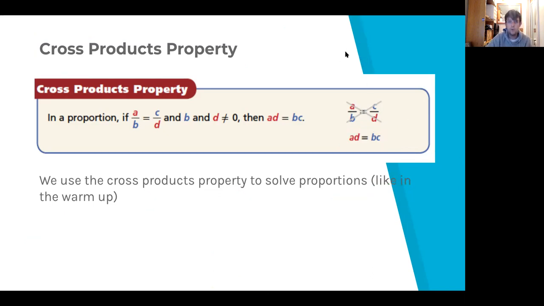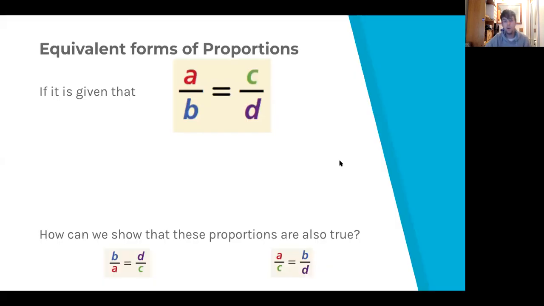Okay, let's go ahead and move forward here. We're going to talk a little bit more about this cross products property. Anytime you write a proportion, two equal ratios like this, there are other forms that it could take that would also be true. You can maneuver some of these things around, and this has to do with making sure that you set things up consistently. In the previous problem about cookies and flour, I made sure to set up my ratios so that I had flour over cookies.